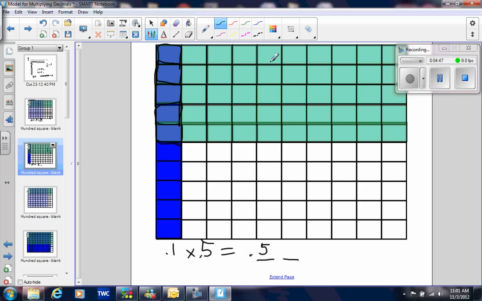But I don't have 5/10, I have 5 of these hundredths. So I actually need to erase that and put a 0 here. Put my 5 here in the hundredths place. So I get 5 hundredths. 1/10 times 5 tenths is 5 hundredths. So these are called models. We'll just do one more here before I end the lesson.